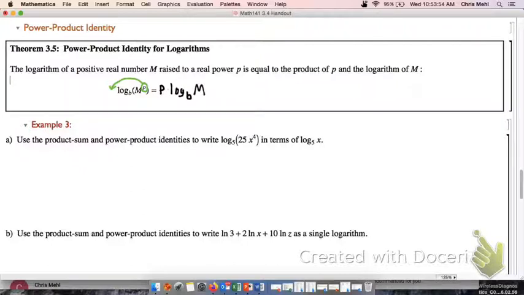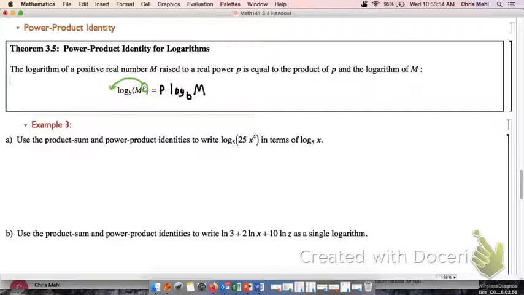Okay, and again, I showed you, or I proved or verified, the first identity. The quotient difference and the power product identities can be shown in a similar way, but I will not make you responsible for that.